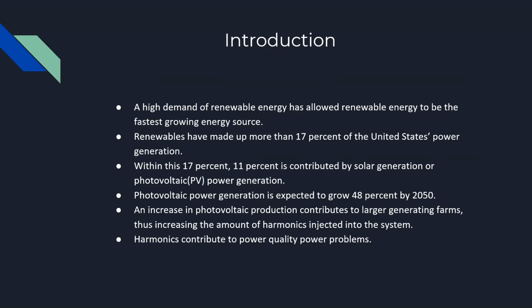All right, a brief introduction. High demand of renewable energy has allowed renewable energy to be the fastest growing energy source. As of today, renewable energy has made up more than 17% of the United States power generation. Out of this 17%, 11% is contributed by the solar generation or photovoltaic power generation, PV. PV power generation is expected to grow by 48% by 2050. An increase of production contributes to large generating farms, thus increasing the amount of harmonics injected into the system. Harmonics contribute to power quality problems.